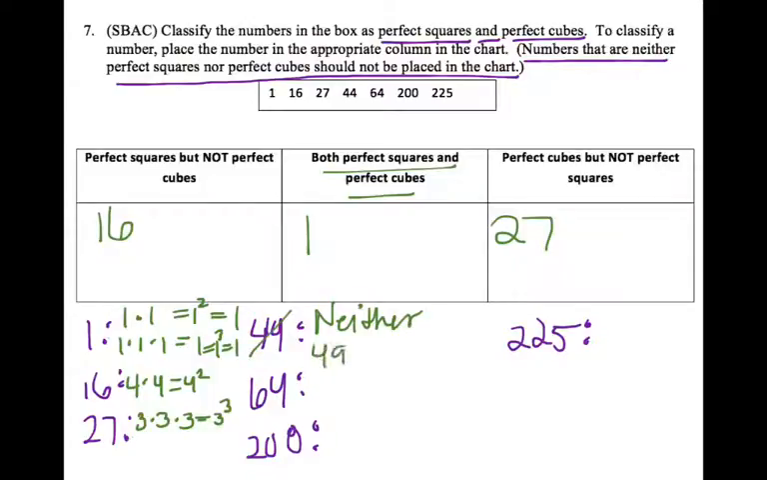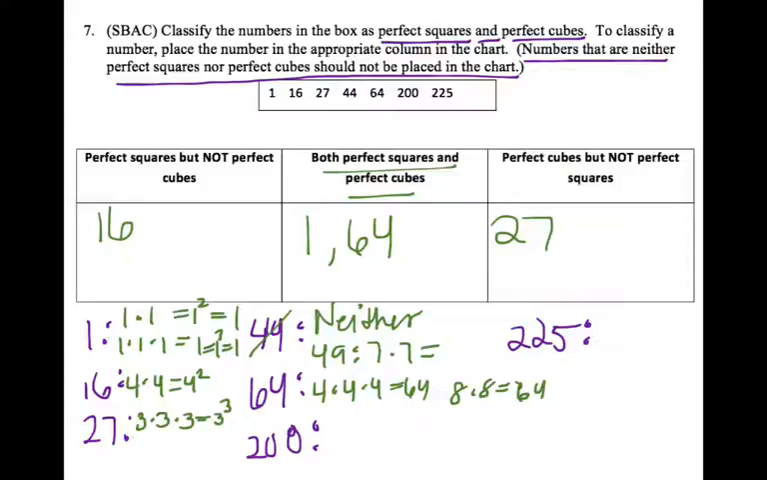If you are the class that I did 49 with, 49 is 7 times 7. So you would put 49 in the perfect square column. Again, that was just one class that we did that with. If that was not your class, ignore that part. 64. 4 times 4 times 4 equals 64. 8 times 8 equals 64. So 64 is a perfect square and a perfect cube.